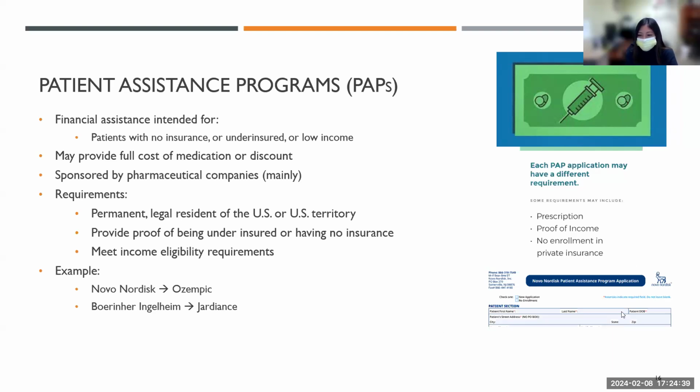On the right over here, we just have a little screenshot of what the patient assistance program application looks like. Essentially, it could be 2 pages of information, and you may require a provider signature. So just keep that in mind.